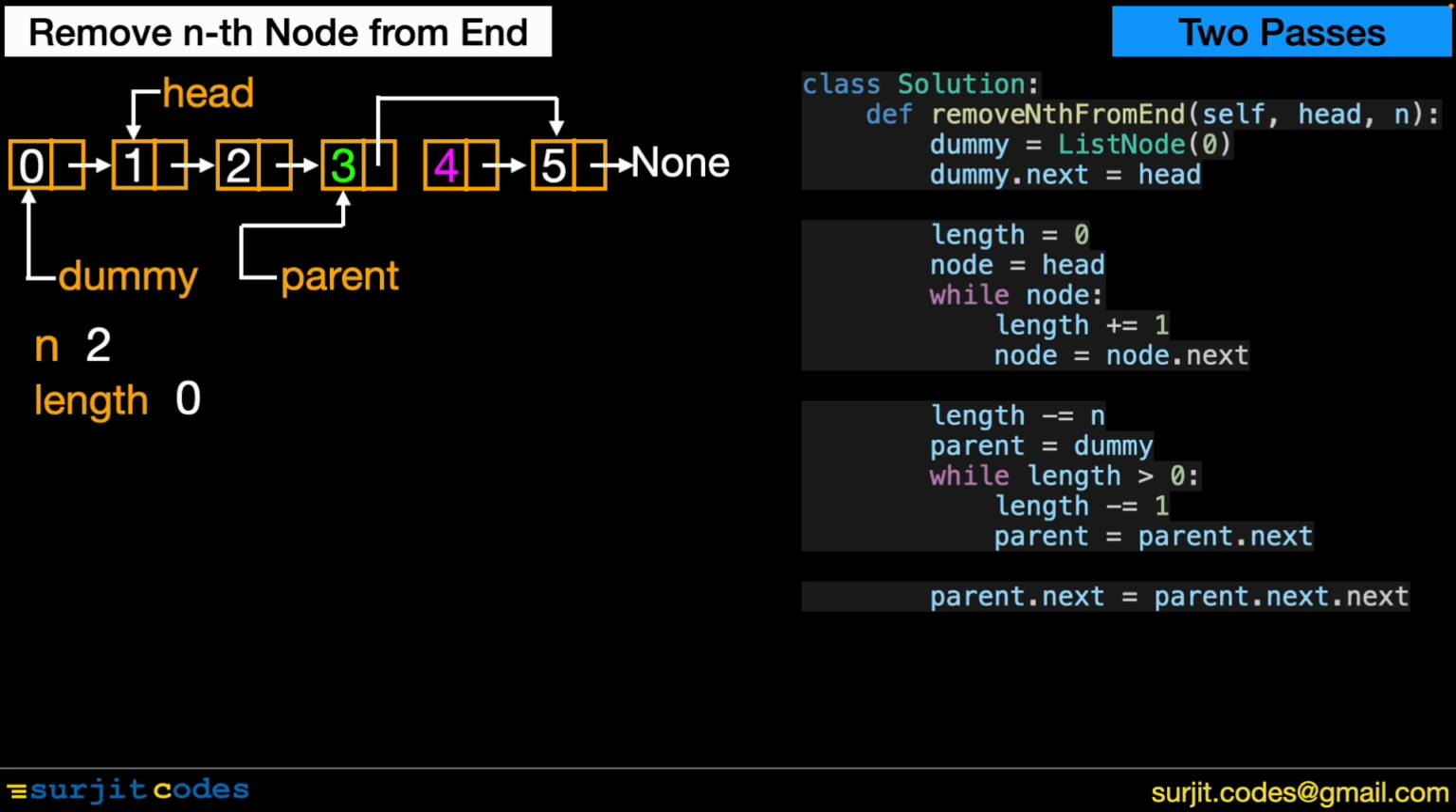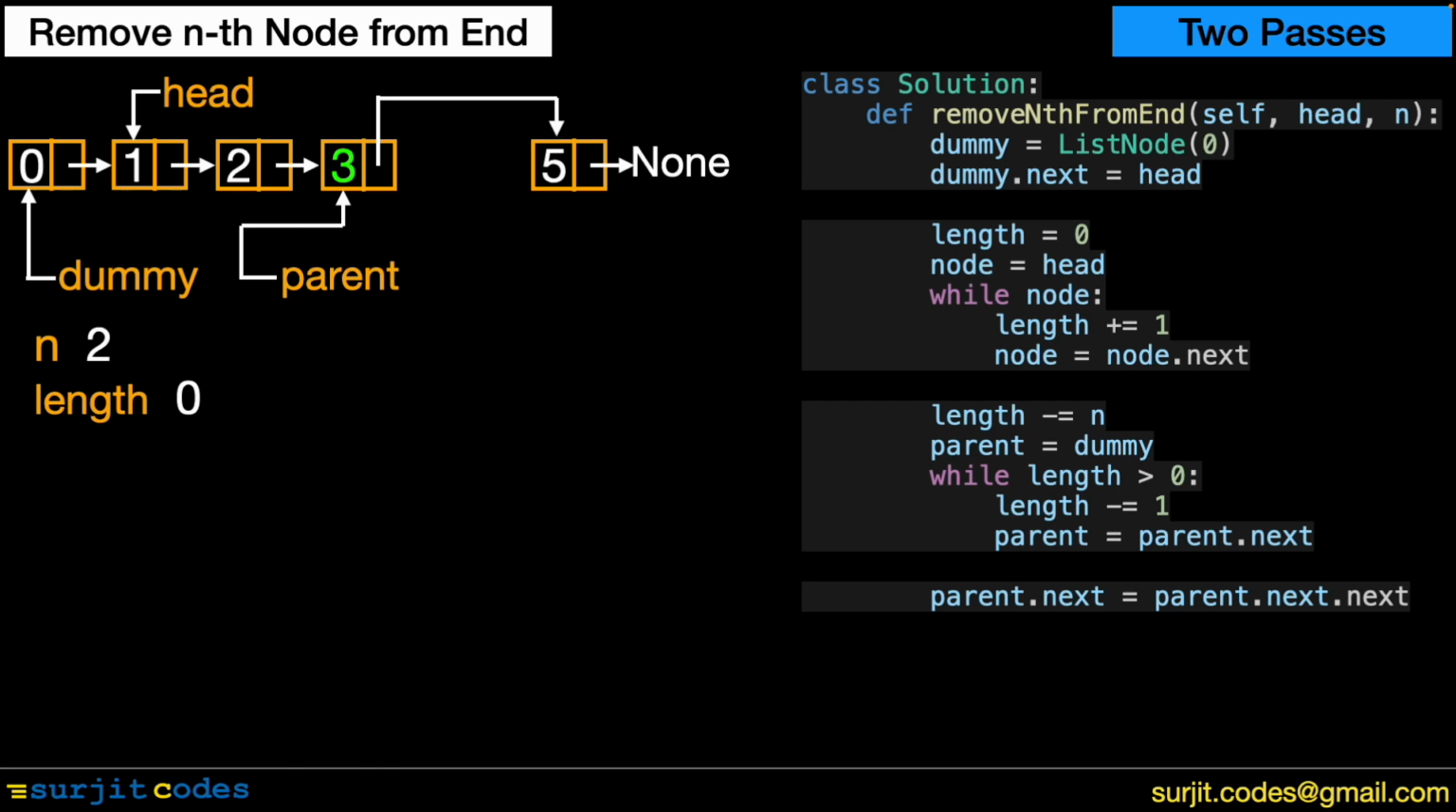Note that address of the node with value equal to 4 is no longer saved anywhere. So it is a dangling node. It will be given back to the operating system at the next cycle of garbage collection. This means that the deletion process is over. So we return the next part of the dummy node.